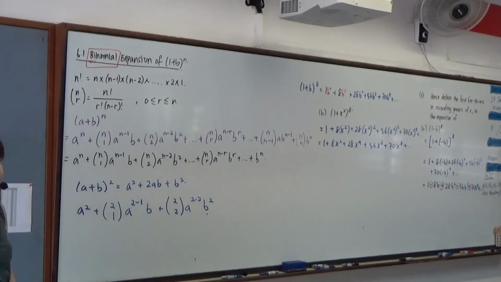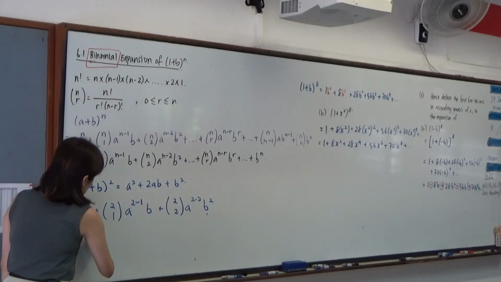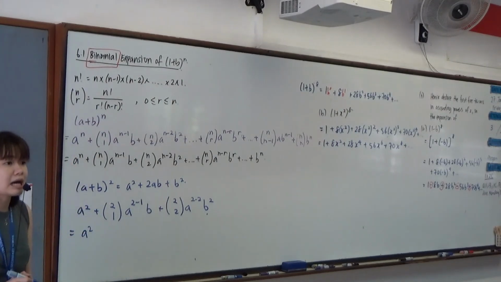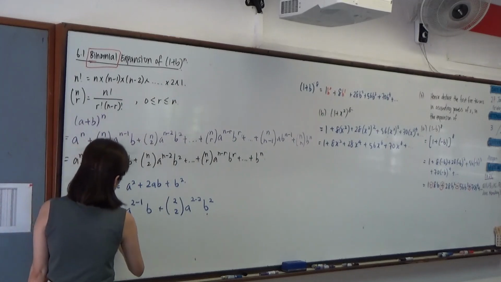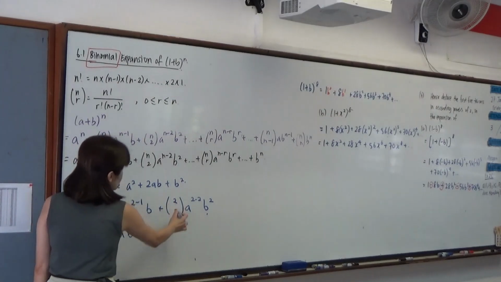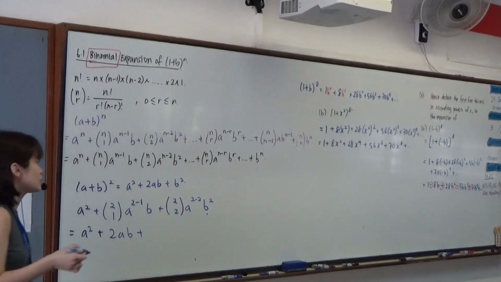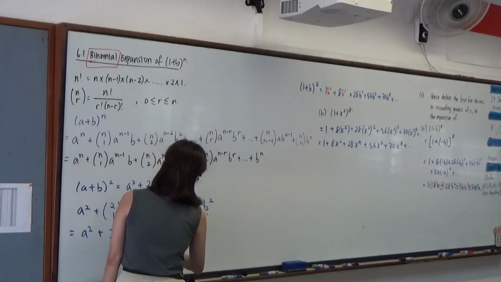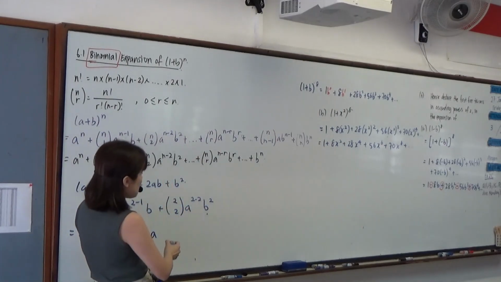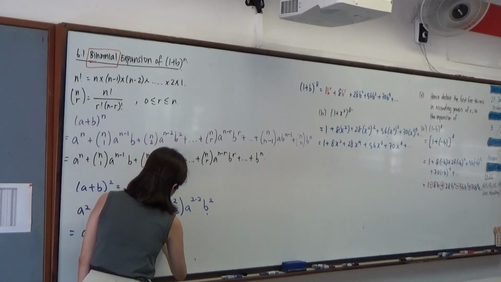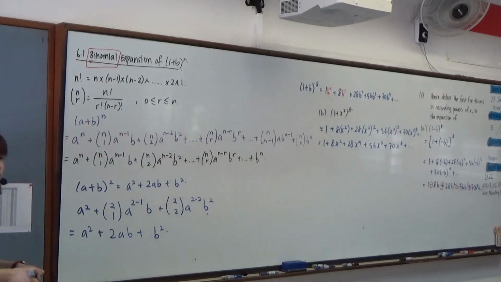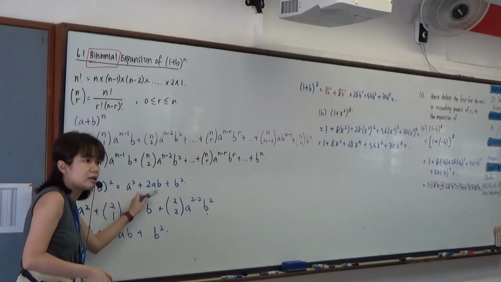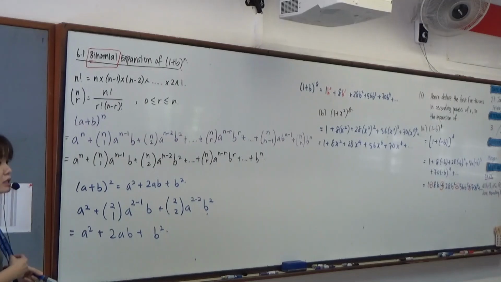Then we go about simplifying, right? 2 choose 1, we press our calculator, that will give you 2ab. 2 choose 2, you can press calculator also, it will give you 1. And that will actually be a to the power of 2 minus 2, which is 0, so that's left with b squared. So your formula application is consistent with our understanding of the very basic expansion. Any questions?